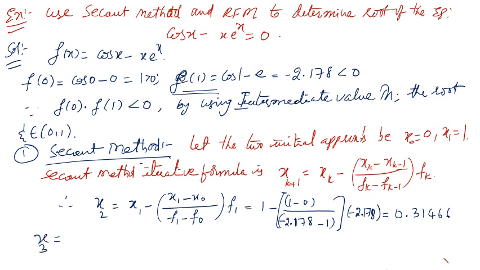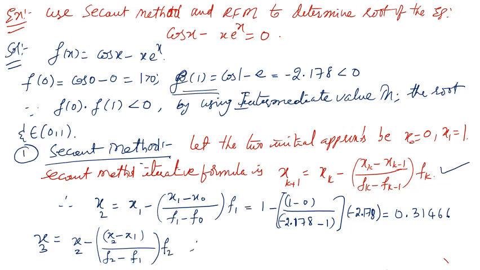Similarly, the next approximate root is x3 directly. No need to locate the interval in the secant method. That is the main difference between the secant method and the regular falsi method. Directly apply this formula: x3 equals x2 minus (x2 minus x1) by (f2 minus f1), entirely multiplied by f2.